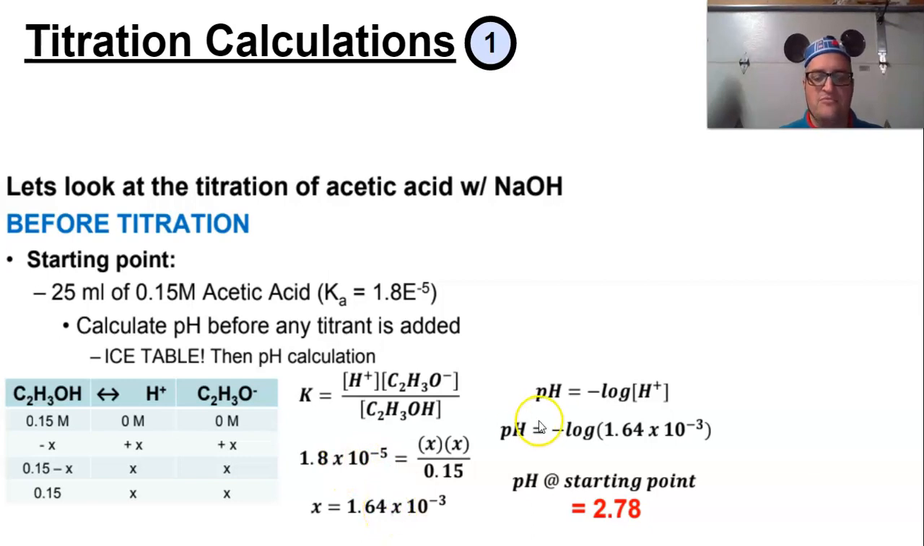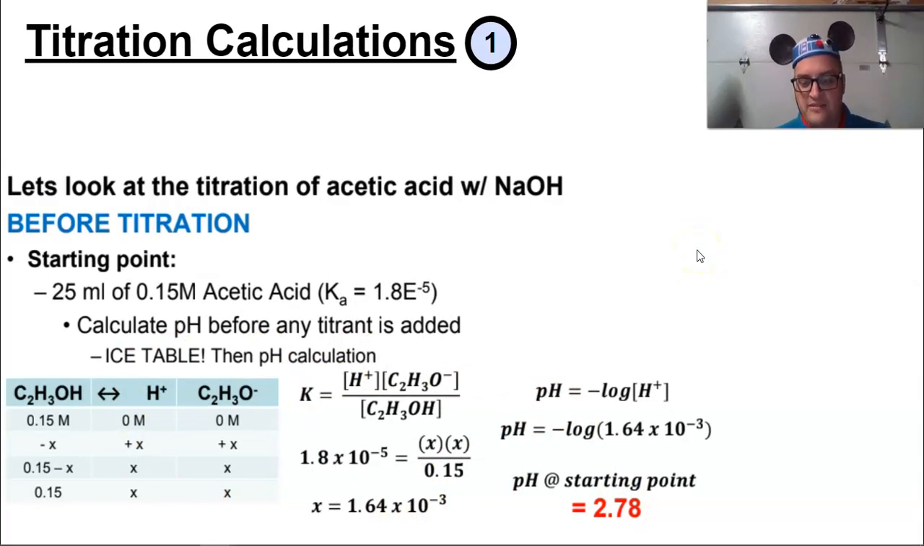That gives us our x. X is our hydronium concentration. Negative log of that, our pH starting point is 2.78. So this is kind of old hat, not too new. So, seems easy? That's the end of the easy.